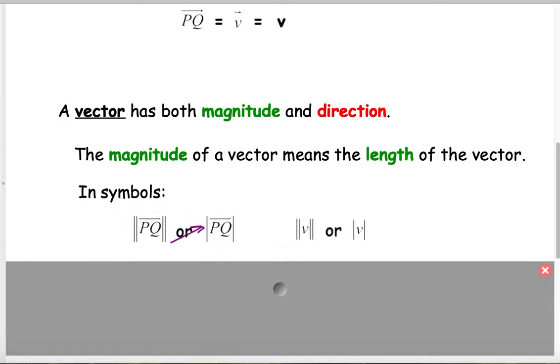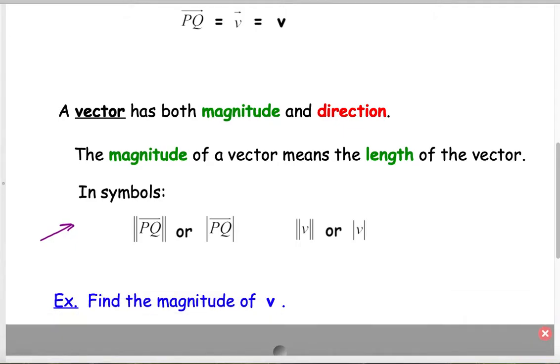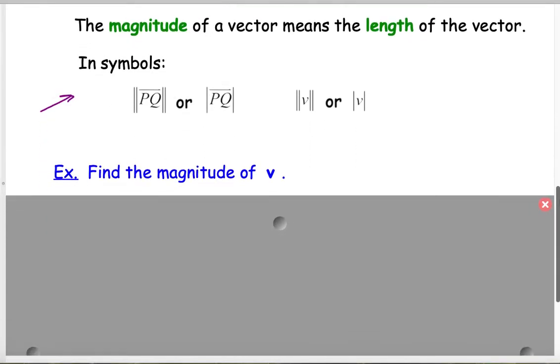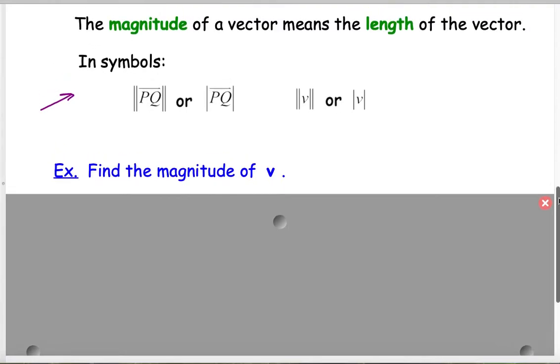And you're probably thinking, well, how do I know that doesn't mean absolute value? Well, it depends on what's in here. If there's just a number in here or a value, like a variable, then this means absolute value. But if there's a vector inside of here, then it means magnitude. So that shouldn't be confusing based on the context of your problem. All right, so let's go back with that vector v that we were looking at, and let's find the magnitude of that.